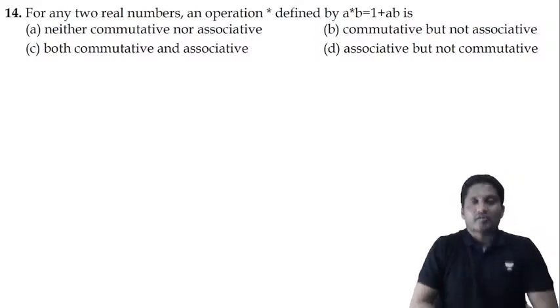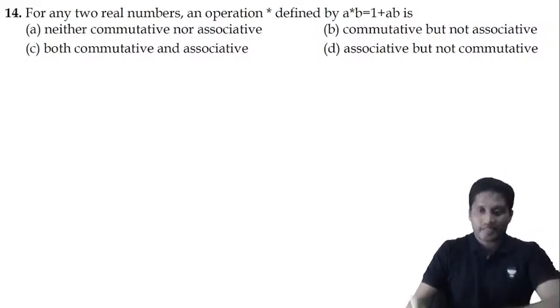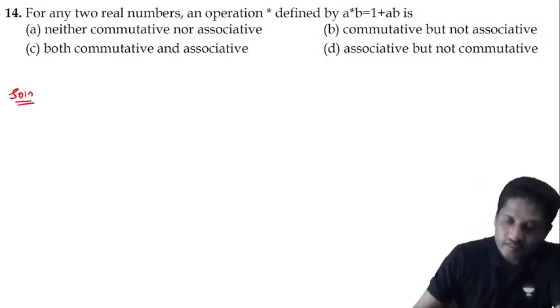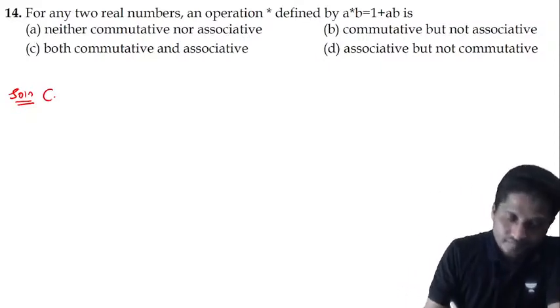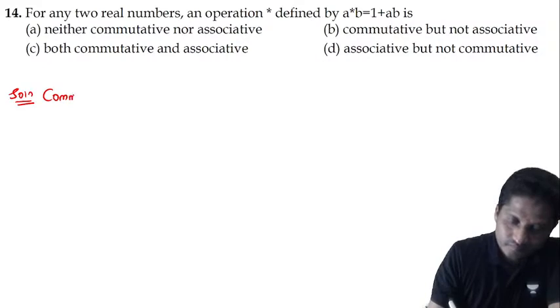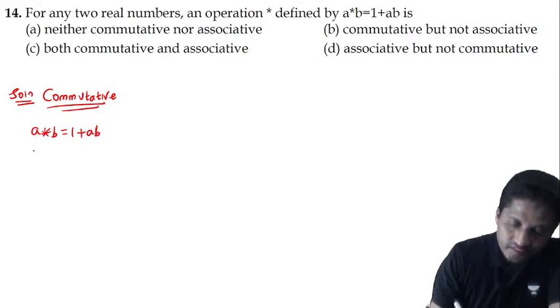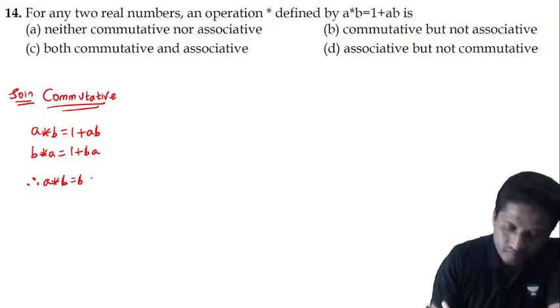For any two real numbers, an operation star is defined by A star B is equal to 1 plus AB. You should check which of the following options are true. Now let's say if I check commutative. A star B is equal to 1 plus AB, right? If I take B star A, B star A is equal to 1 plus BA. Therefore, A star B is equal to B star A. Star is commutative.